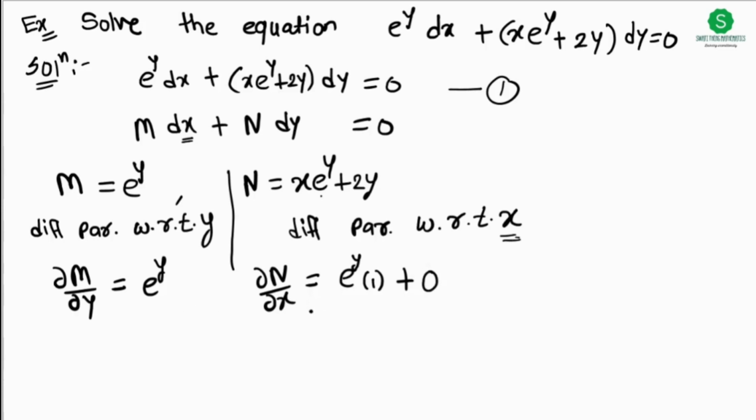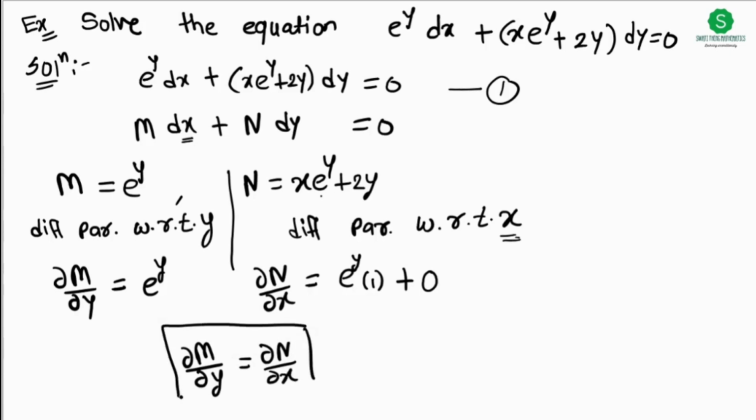Now see here, the derivatives of m and n are equal, so del m by del y is equal to del n by del x. If this condition holds, we can say our given differential equation is exact. Therefore, equation 1 is an exact differential equation.